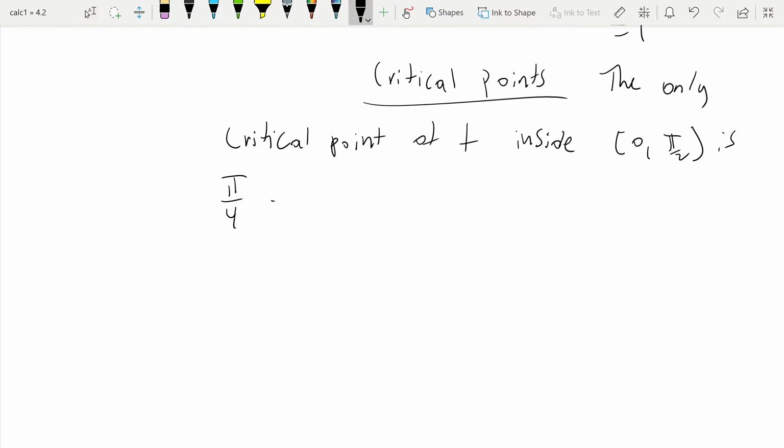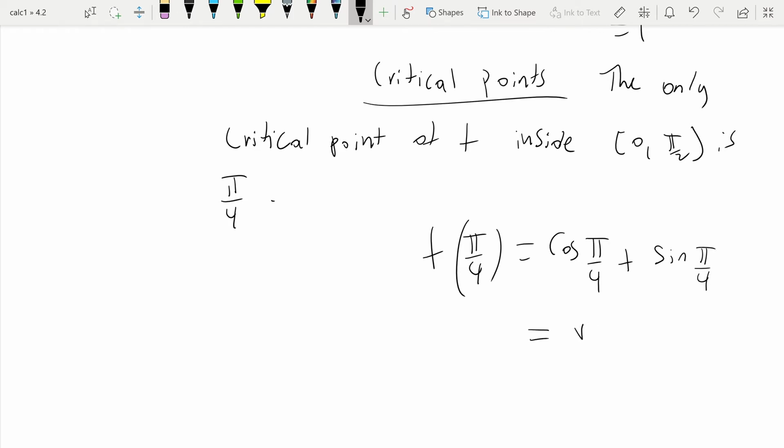And so we need to record the value of f at pi over 4, which is, and this is something again we did a few weeks ago, cosine of pi over 4 plus sine of pi over 4, and this is square root 2 over 2 plus square root 2 over 2, which is just square root 2.